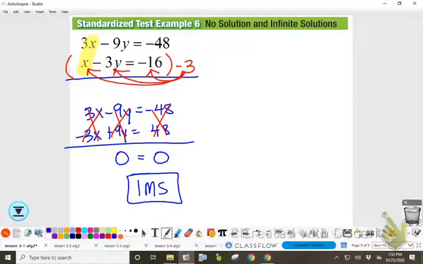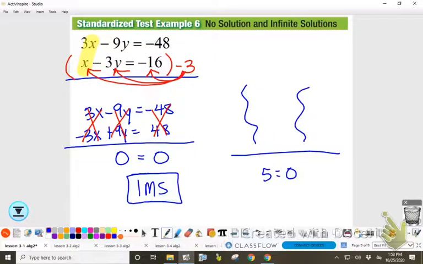Now, say you get down to this step, you do all the work, okay? You add, multiply, all that, and you get down to the step, and say you get 5 is equal to 0. Is that a true statement? Does 5 equal 0? No, 5 equals 5. So if you get down here and it's a false statement, that would be no solution. Okay, so if that were to happen, it would be a no solution.